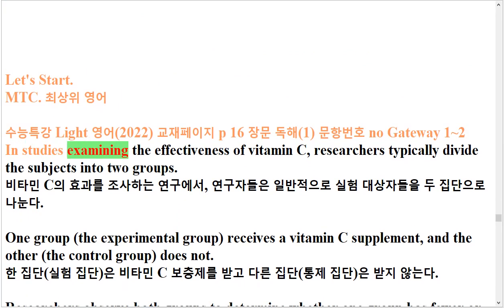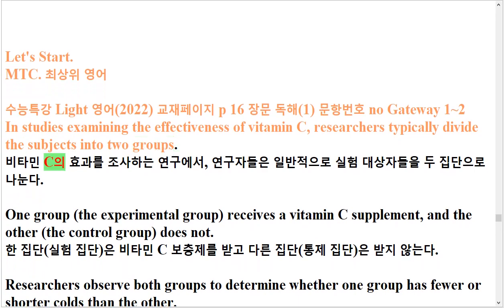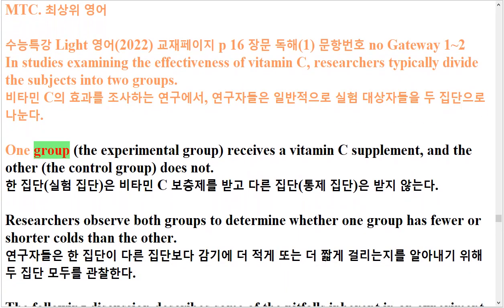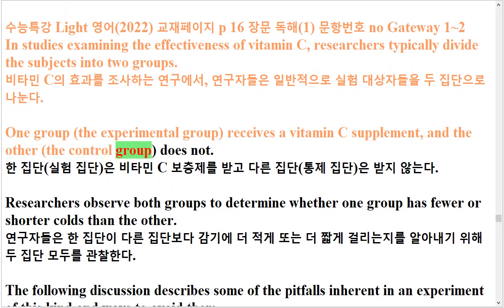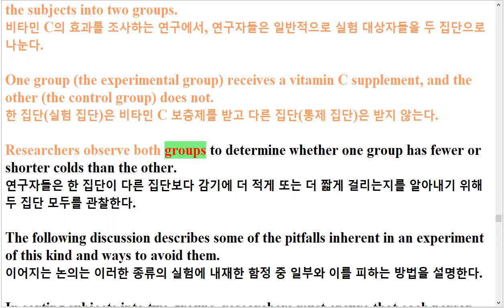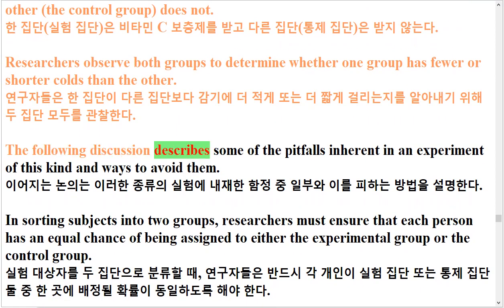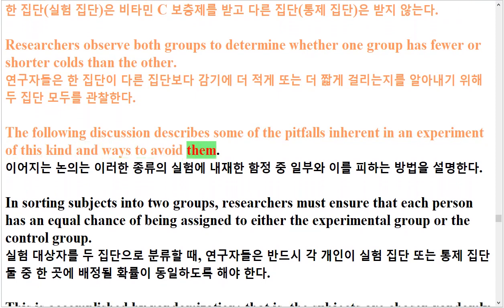In studies examining the effectiveness of vitamin C, researchers typically divide the subjects into two groups. One group, the experimental group, receives a vitamin C supplement, and the other, the control group, does not. Researchers observe both groups to determine whether one group has fewer or shorter colds than the other. The following discussion describes some of the pitfalls inherent in an experiment of this kind and ways to avoid them.